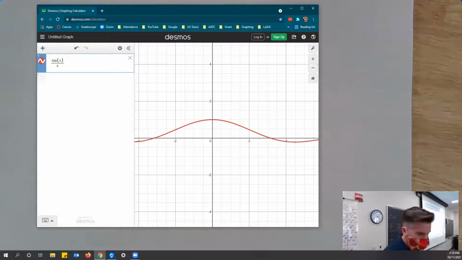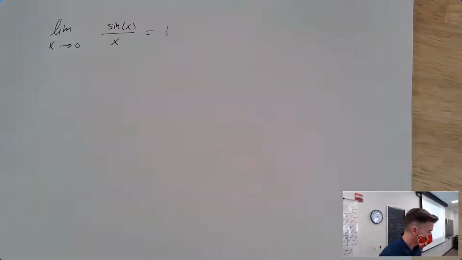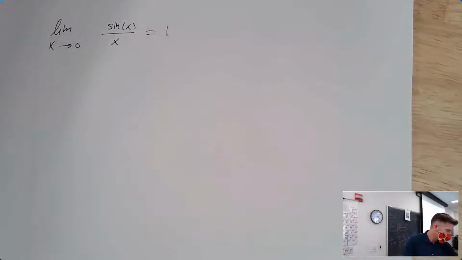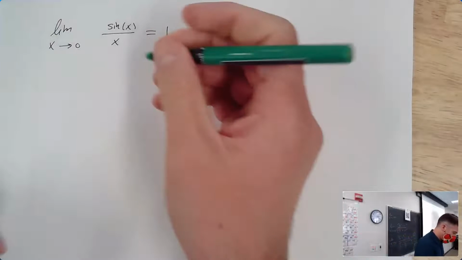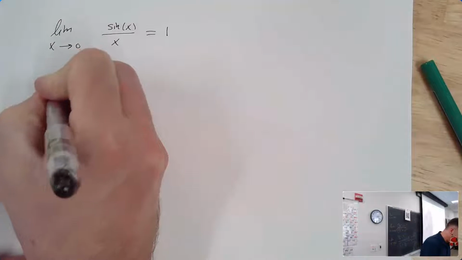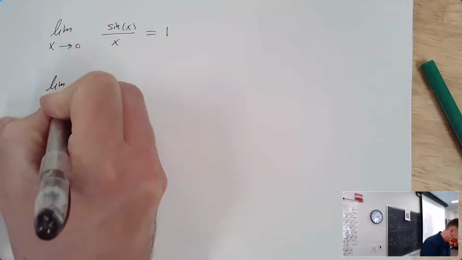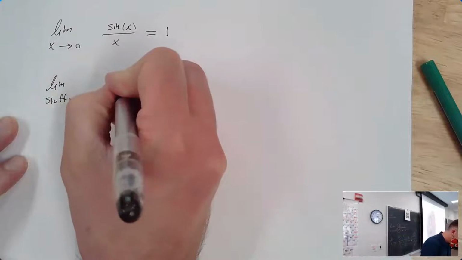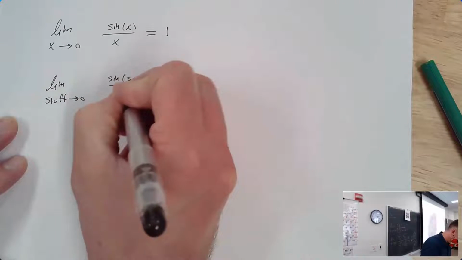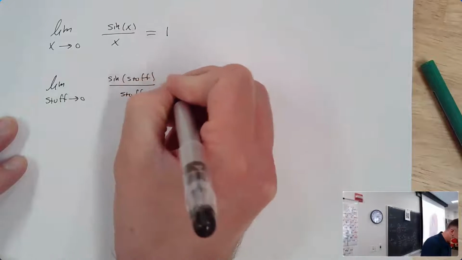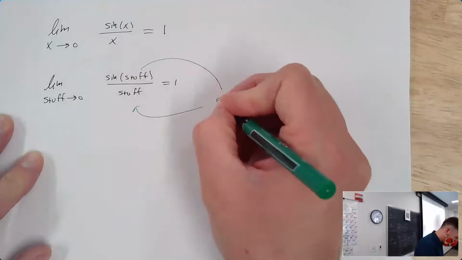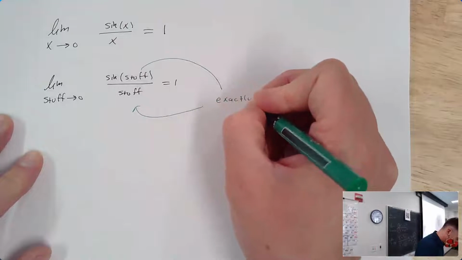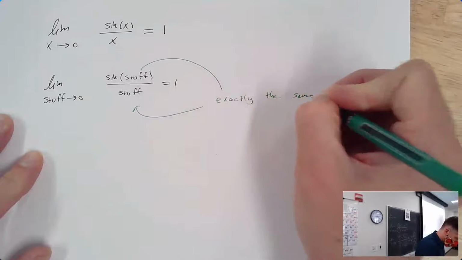And I think I even went a little further on about this. I said that it doesn't really matter what you've got. The idea really here is that if you have the limit as some stuff goes to 0 of sine of stuff over the same exact stuff, this limit is 1. These things have to be exactly the same and going to 0.